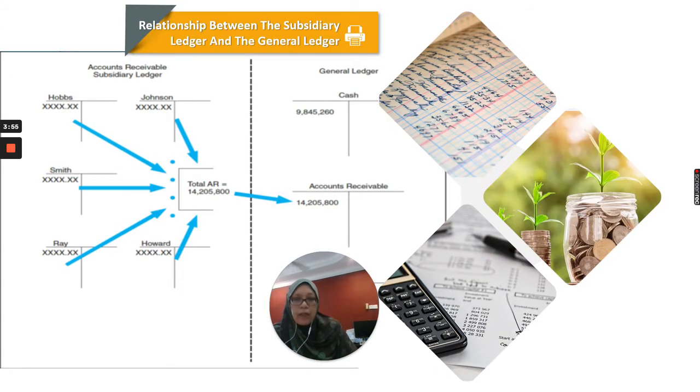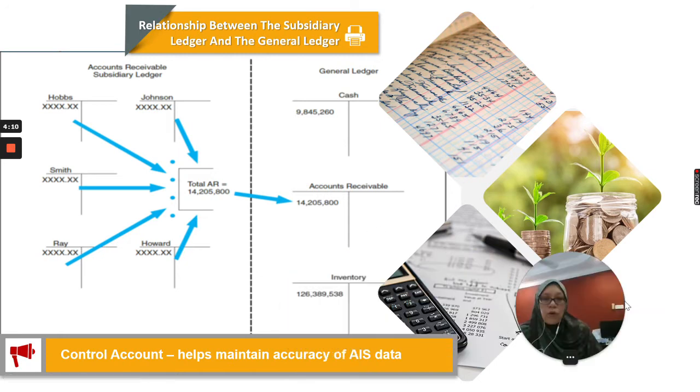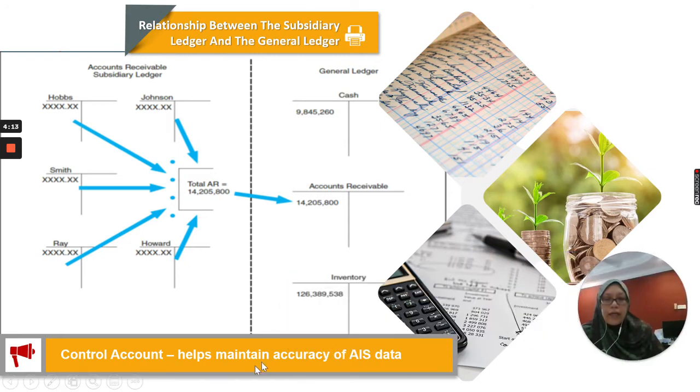And then if you refer to this one, this shows the relationship between the subsidiary ledger and the GL, where they do the reconciliation. And the role of the control accounts here is that they can help maintain the accuracy of the AIS data. Alright, so I think you need to refresh what you learned in the subject FAR previously. Okay, so this is related to how they organize the data in the ledger and journal. I will not go through it in detail.